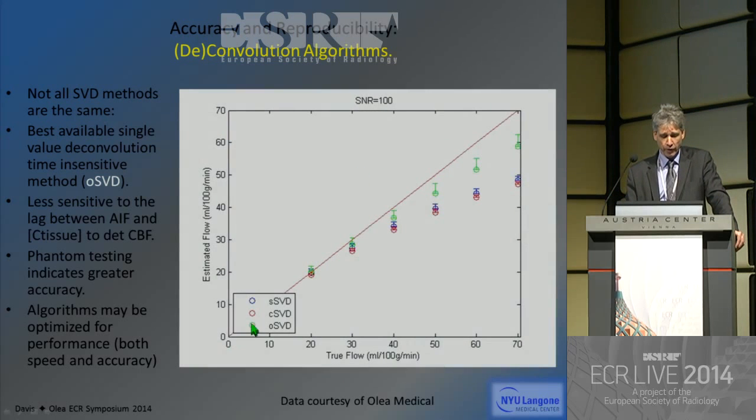And here we see a graph of the true value, 1-to-1. And here we can see these are the more traditional singular value deconvolution methods. And here is the OSVD. And we can see it's not perfect, but it's certainly closer to the true value than these older methods.